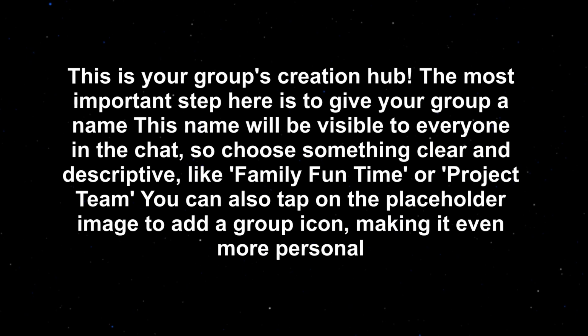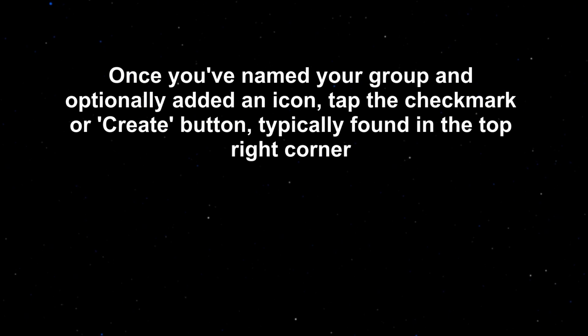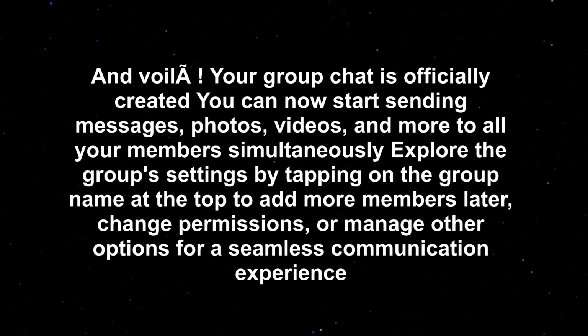or Project Team. You can also tap on the placeholder image to add a group icon, making it even more personal. Once you've named your group and optionally added an icon, tap the checkmark or create button, typically found in the top right corner, and voila, your group chat is officially created.